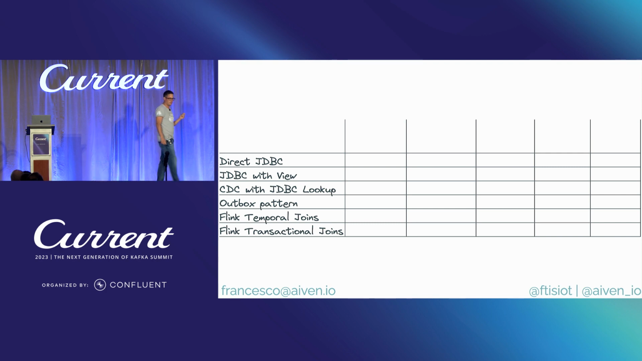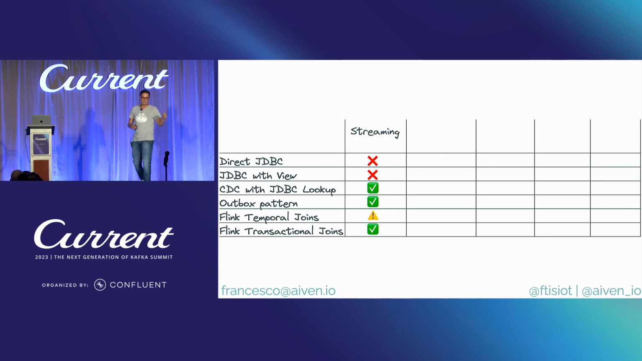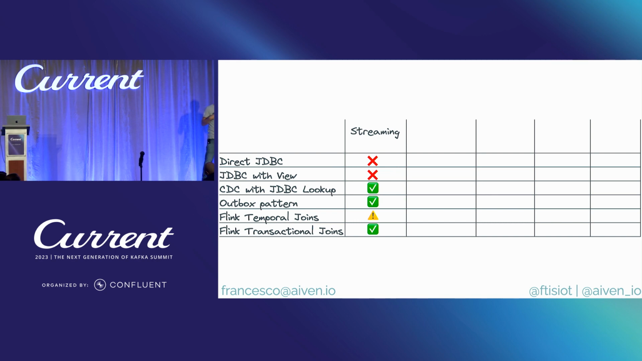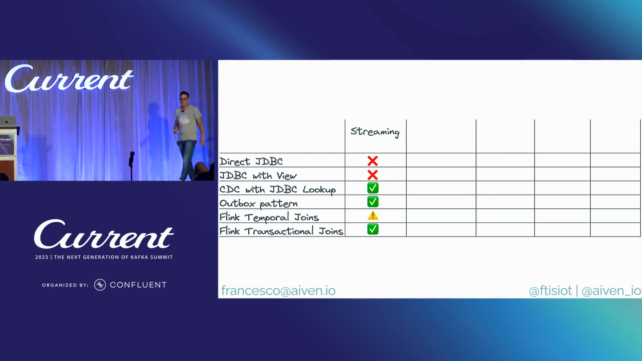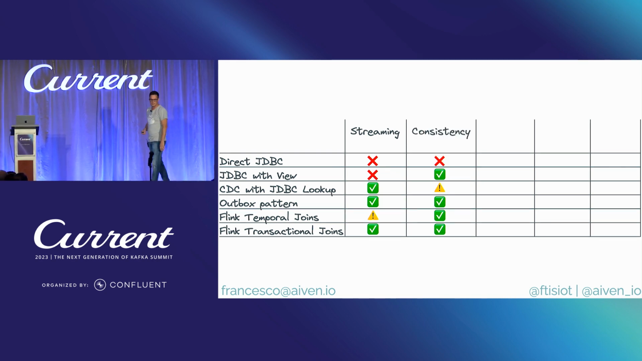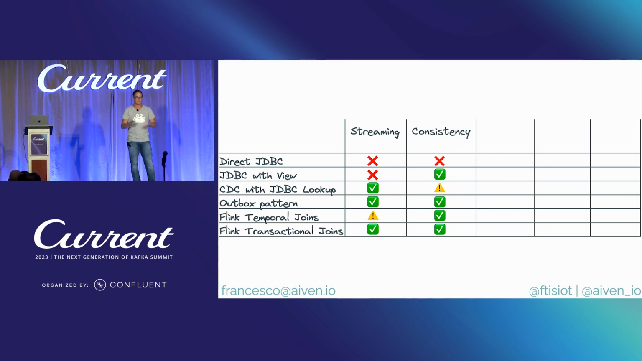If we review the solutions, if we are talking about streaming, anything that is purely JDBC based is not streaming. We are still in the batch world. Flink temporal join seems to be streaming, but if we are advancing the watermarks every now and then, to me, it is not streaming. For consistency, the direct JDBC connector, just forget it, is not consistent.